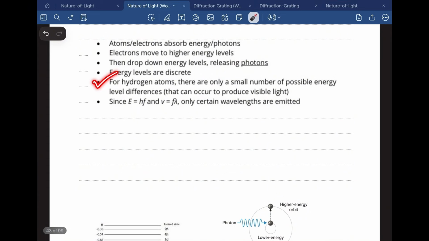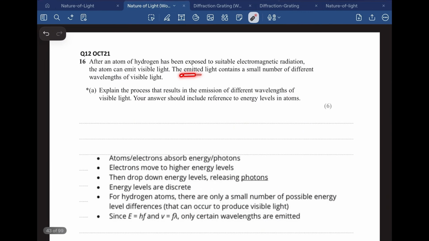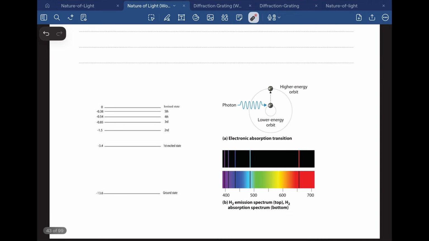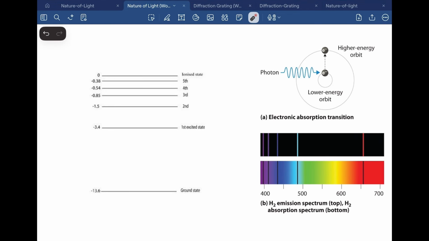And now the 5th point that you guys should be writing is, for hydrogen atoms, there are only a small number of possible energy level differences that can occur to produce visible light. As the question was saying, the emitted light contains a small number of wavelengths of visible light. So you cannot take all the photons. Let's say the electron moves from this energy level to this energy level; when it falls back, it will release a photon. The wavelength of that photon will be from the visible light spectrum.